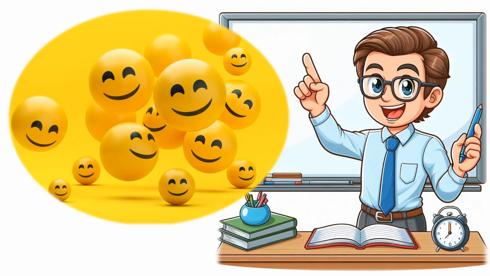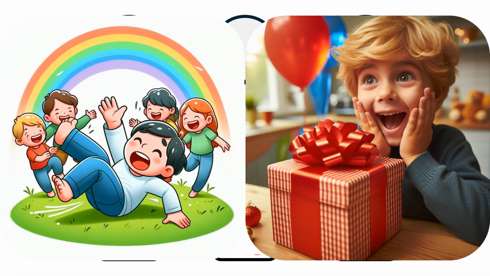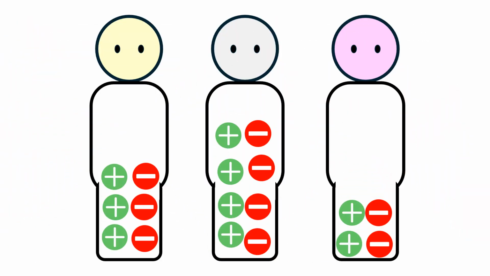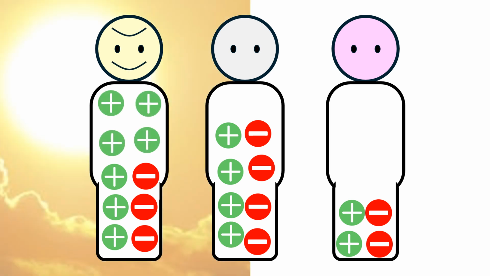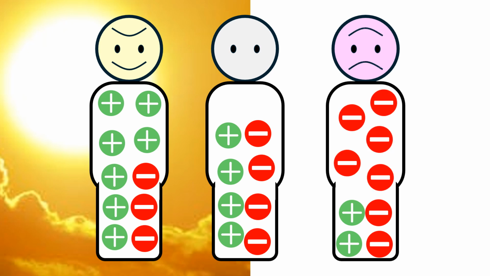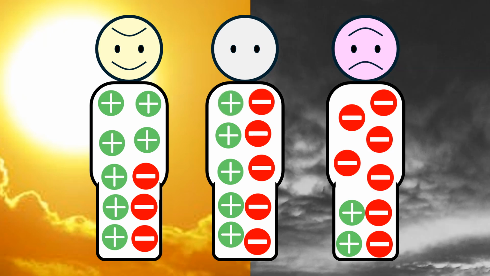Now here's the thing about happiness. From your own experiences, you know that everyone has both happy and sad events in their lives. When the happy units are more than the sad units, well, you are happy. But when the happy units are less than the sad units, then you are sad. And when there are as many happy units as sad units, you are neutral, neither happy nor sad.